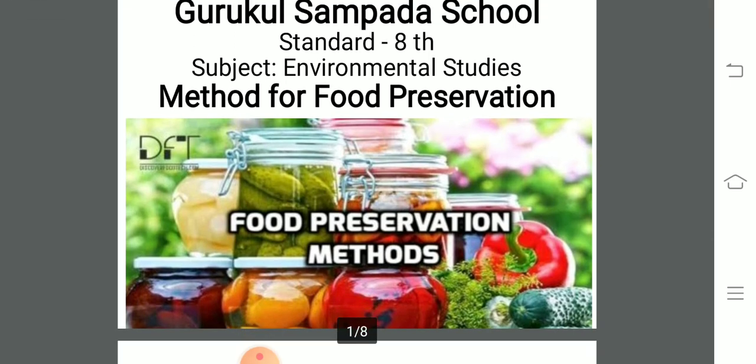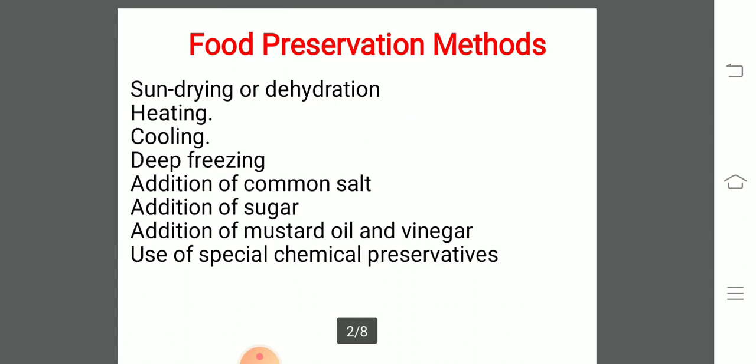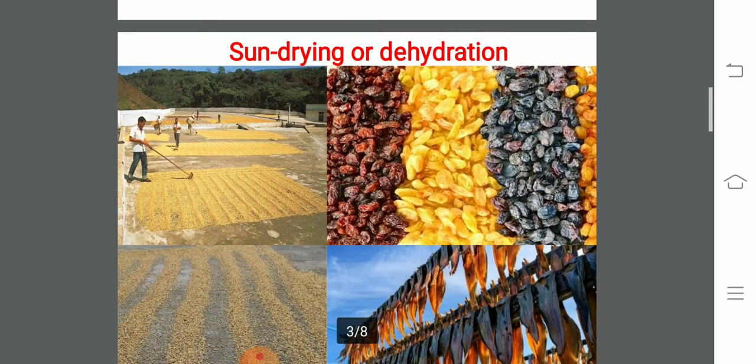Okay, so which are the different methods for food preservation? Sun drying or dehydration, second heating, then cooling, deep freezing, addition of common salt, addition of sugar, addition of mustard oil and vinegar, use of special chemical preservatives, and many more methods are available to preserve food. Out of that, we are going to study the sun drying, heating, cooling, and addition of common salt and sugar methods.